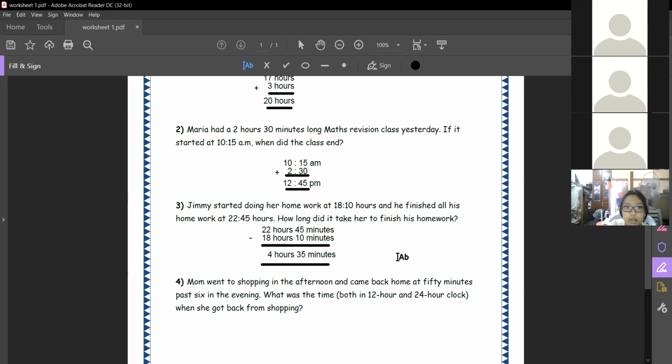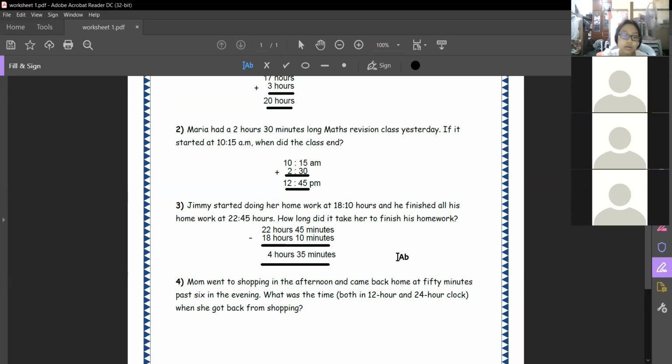No. 50 minutes past in the evening. That means you have to give the answer in 12 hours and also 24 hours. The time she got back from the shopping. Please read the question again. Mom went to the shopping in the afternoon and came back home at 50 minutes past 6 in the evening. 50 minutes past 6 means what time?